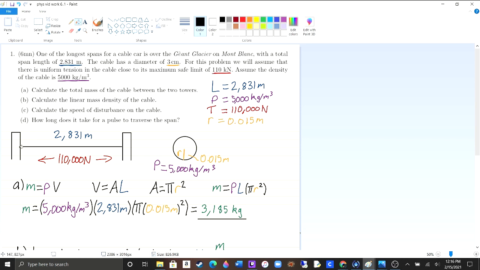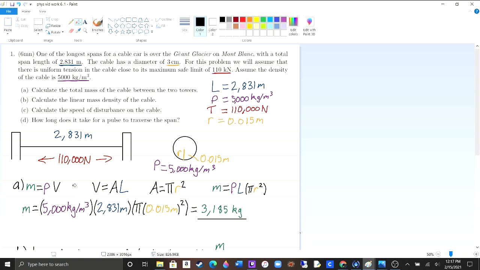So we have our cable right here with length 2,831 meters, and we know that mass is equivalent to our density times our volume, and our volume is equivalent to our area times our length. And our area is equivalent to, so we have our cross section right here. We have to find the area of this, which is equivalent to pi r squared. And we have r because it gives us our diameter of the cable up here. And all of these variables are written right here as well.